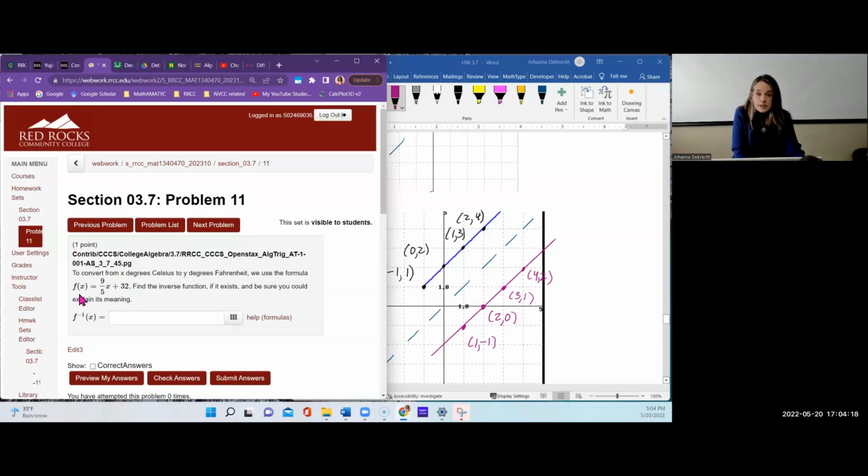This is a function since all slanted lines are functions. They're also one-to-one functions, meaning they pass the horizontal line test. It wants you to find the inverse function. It says if it exists, but we know it exists because it is a slanted line.